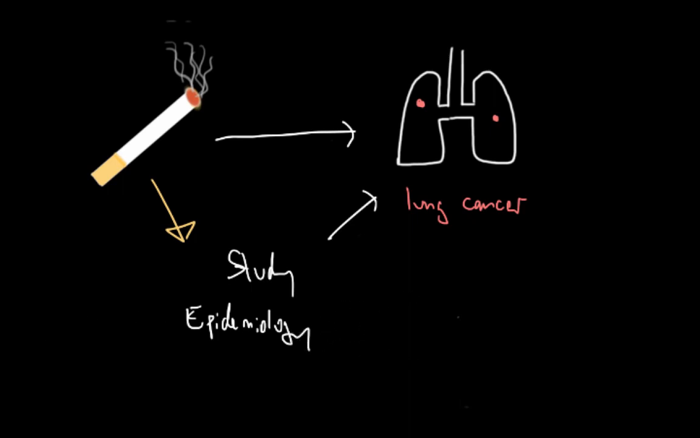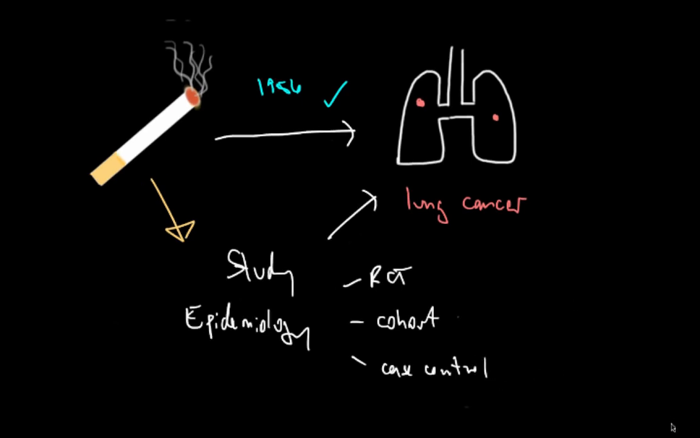Now, it turns out that this was done for the first time in 1956 with the British Doctor study, which for the first time definitively linked smoking cigarettes with an increased risk of lung cancer. And there's many different types of epidemiological studies. There's randomized control trials, which we'll just denote RCT. There's cohort studies, and the third type, which is the so-called case control studies. And each of them has their pros and cons, but in this video we're going to take a step back from them and talk about some more general principles of these studies.